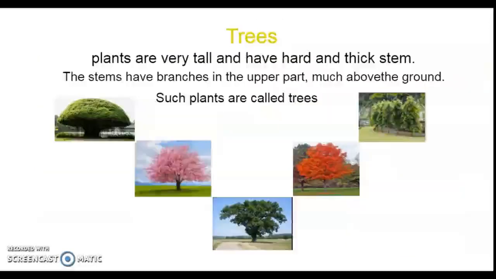Now the next is a tree. The tree is the largest plant that you can see around yourself. The largest plant, anything from neem, gulmohar, all are trees. So what is the difference that you observe in a tree and the other category? Yes, trees are really tall plants and they have a hard or thick stem.